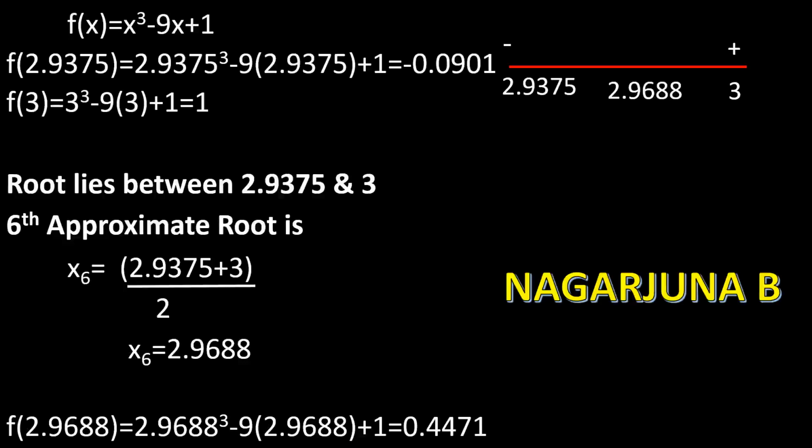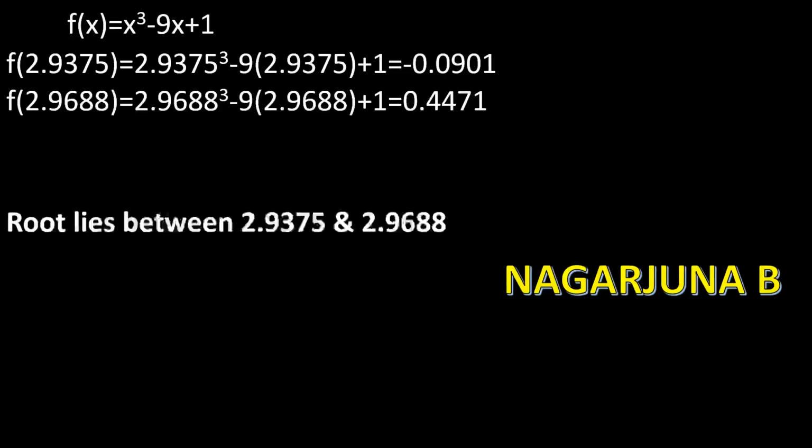And when we substitute this in the equation, that is f of 2.9688, we get 0.4471, which is positive. So now the root lies between a negative and a positive value. That means it lies between 2.9375 and 2.9688. Now you can observe that 2.9 and 2.9 are the same up to 1 decimal place, but in the question they have asked for 2 decimal places. That means you need to continue the step of finding the approximate root.